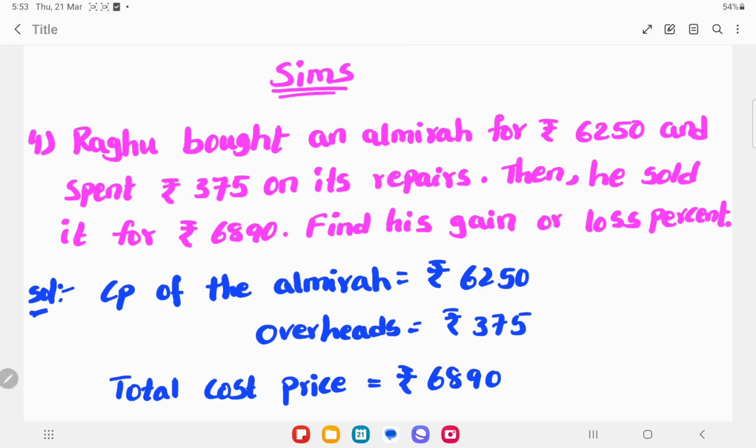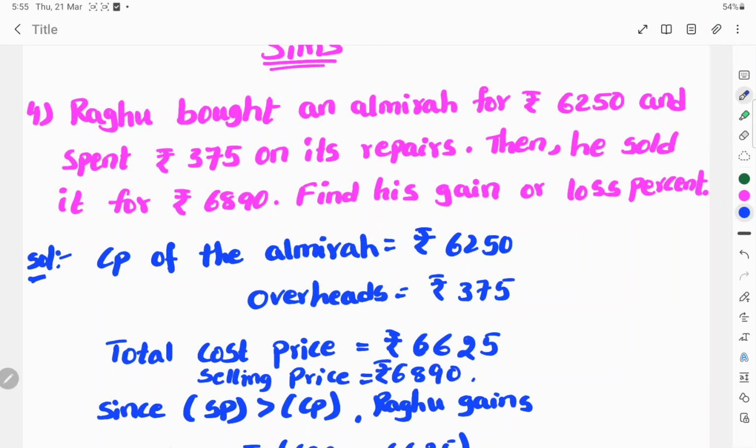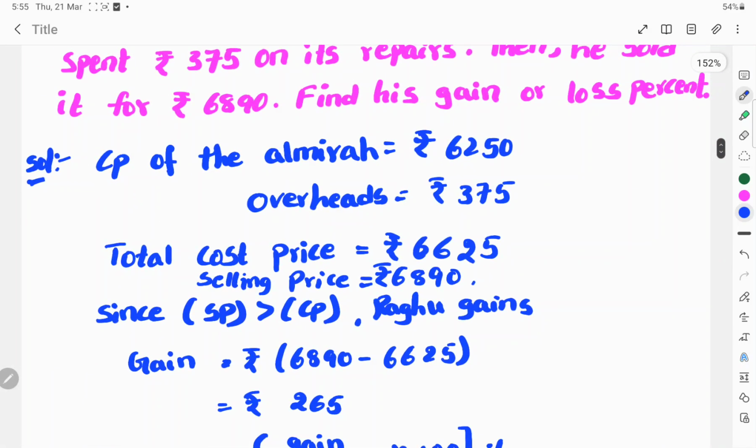Cost price of the almirah is 6,250 rupees. Overheads, meaning repairs, is 375 rupees. So the total cost price is 6,625 rupees. The selling price is 6,890 rupees. Here we clearly know that 6,890 is more than 6,625. Since the selling price is greater than the cost price, Raghu gains.